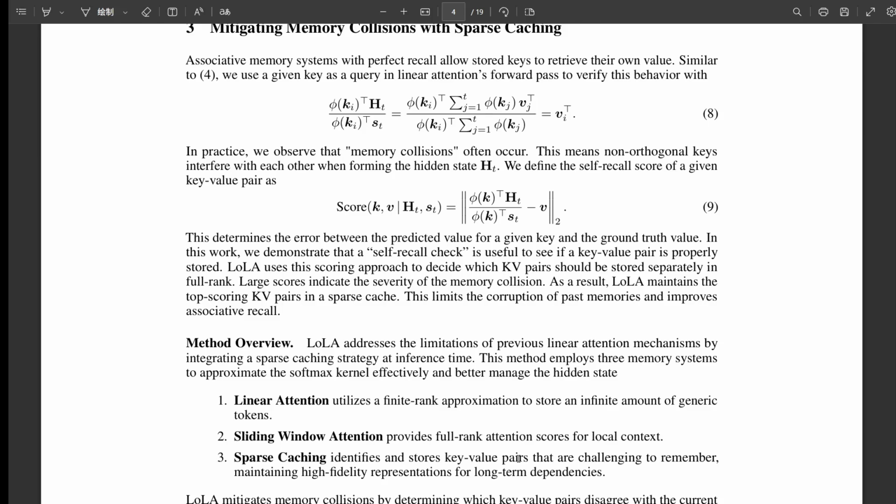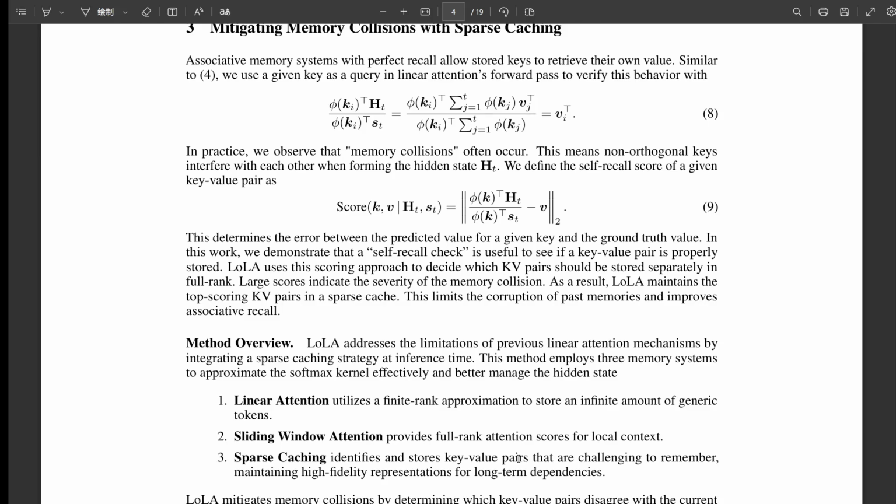Right. So to counteract that, LoLA adds two components that use full rank attention, just like a standard transformer, but they're kept small to maintain efficiency. First, there's a sliding window attention. This acts like a high-fidelity short-term memory, perfectly remembering the most recent tokens, where the size is just the size of the window. Like keeping the last few sentences of a conversation crystal clear in your head. Exactly like that. And this is really the paper's central academic innovation.